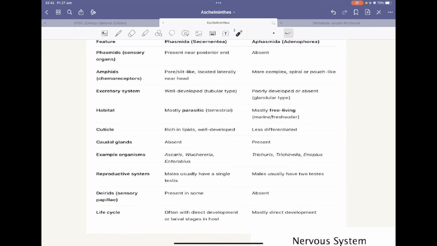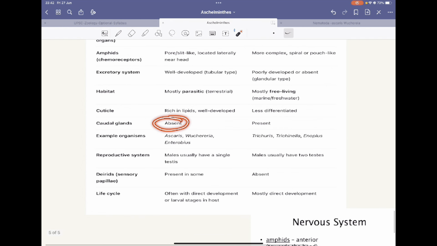The Phasmida are mostly parasitic and terrestrial, and the Aphasmida are mostly free living, marine or freshwater. The Phasmida are rich in lipids and have a well developed cuticle. In case of Aphasmida, they do not have a proper cuticle. Caudal glands are absent in Phasmida and present in Aphasmida. The examples include Ascaris, Wuchereria, Enterobius, and here the examples are Trichuris, Trichinella, Enoplus.